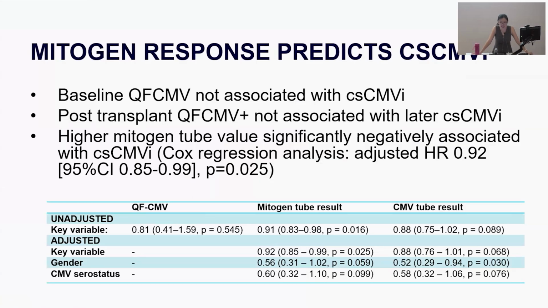In general, what we found was that the QuantiFERON CMV result was not associated with clinically significant CMV infection, and certainly not the baseline, which has been shown in some of the solid organ papers, but also not in the post-transplant time period. What we did find, though, which was quite interesting, was that a higher mitogen tube production of interferon gamma was significantly negatively associated with clinically significant CMV infection, with a hazard ratio of 0.92. By that I mean, with every 1 international unit per mL increase in interferon gamma response to the mitogen, you had a corresponding about 8% decrease in risk of clinically significant CMV infection. And that was consistent when we considered all the biologically plausible variables.